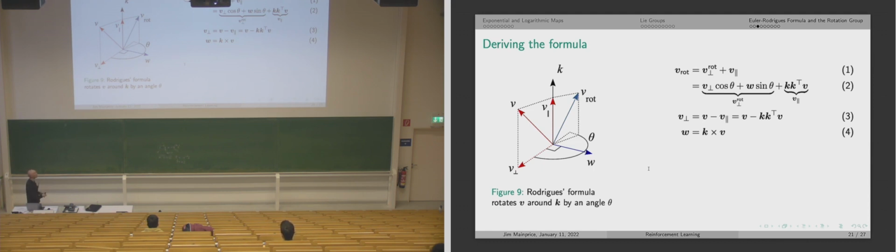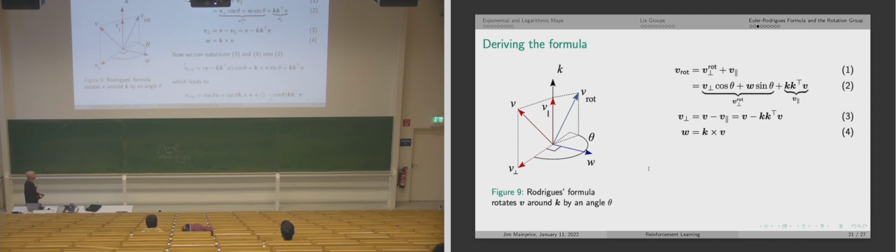Then I just switch it. Then I use that definition again, that V parallel is just the projection onto K of V, and I use the projection operator, which is the outer product of K. And finally, I use the definition that the W vector, which we took for granted, is the cross product between K and V.